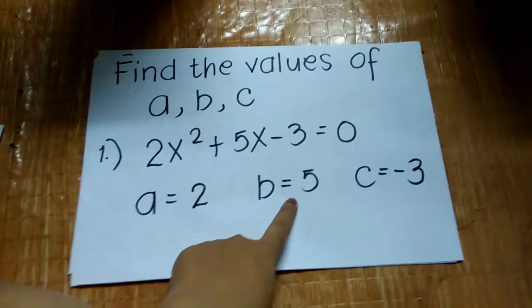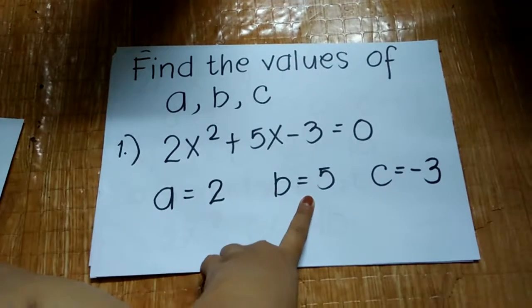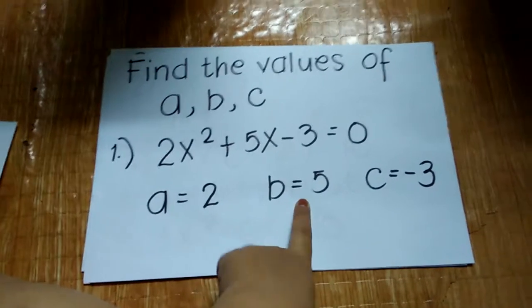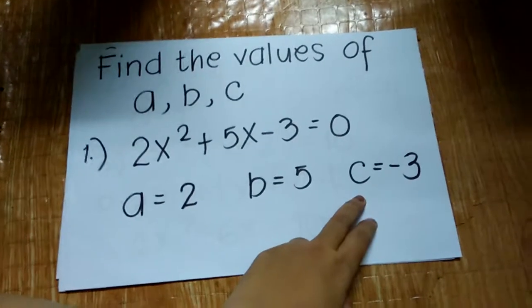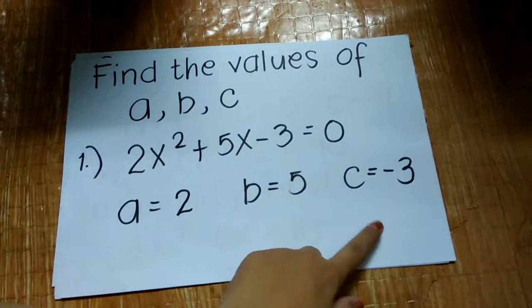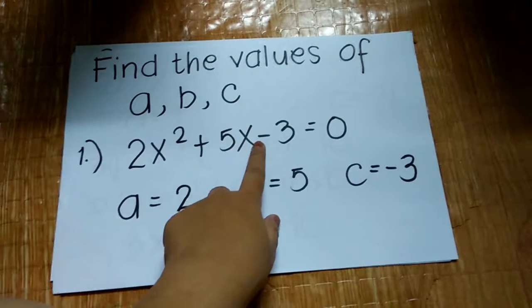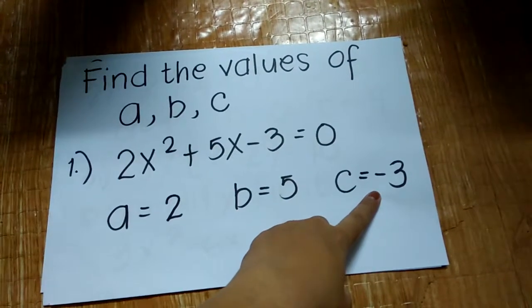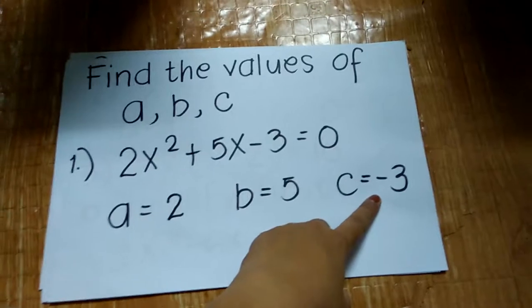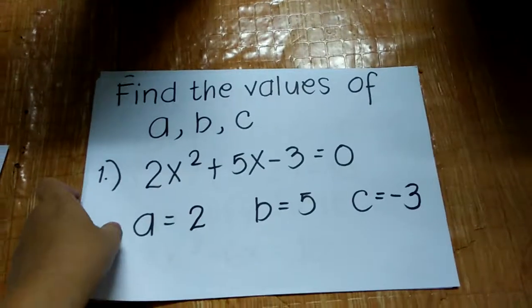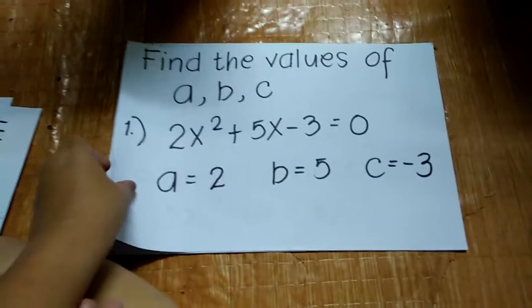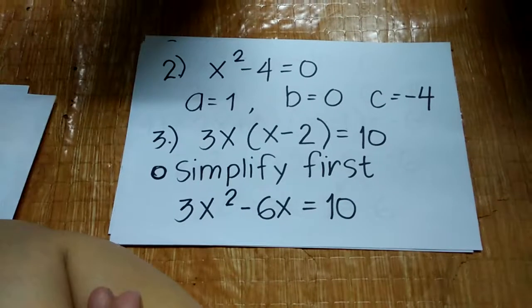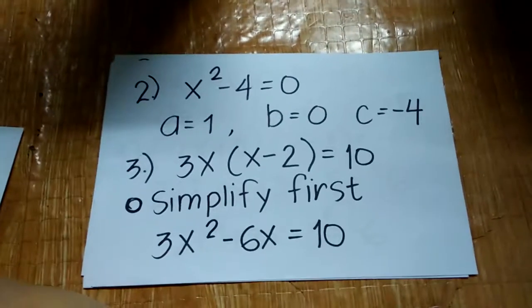Hindi na natin isasama yung mga variables. Only a, b, and c lang. And then, the last one is c. Bakit naging negative 3? Kasi nakita nyo naman yung operation natin, minus 3. So, si c ay negative 3. O, di ba madali lang siya? Madali kapag nakaayos na siya in standard form. Pero may mga cases nga na hindi siya nakaayos.